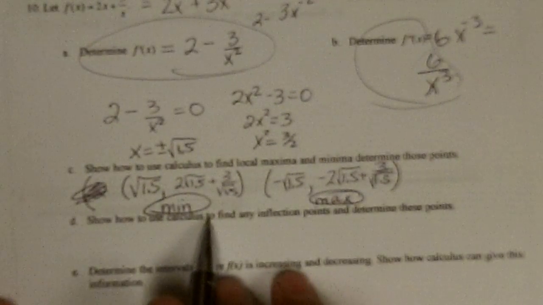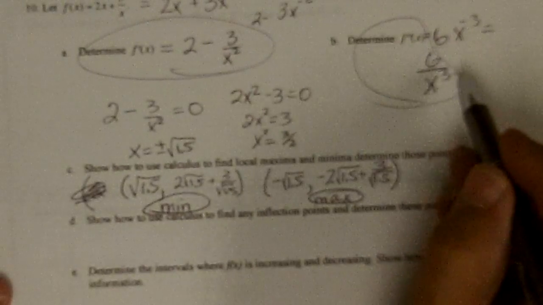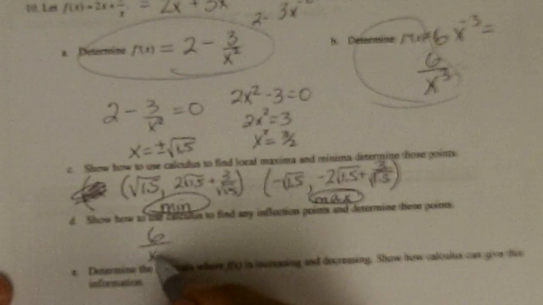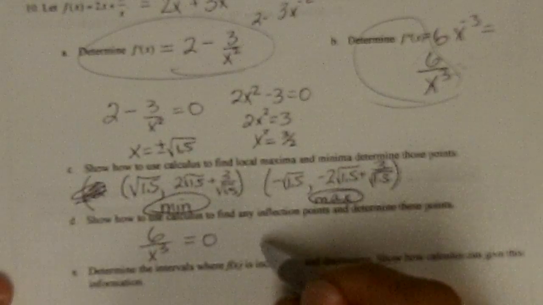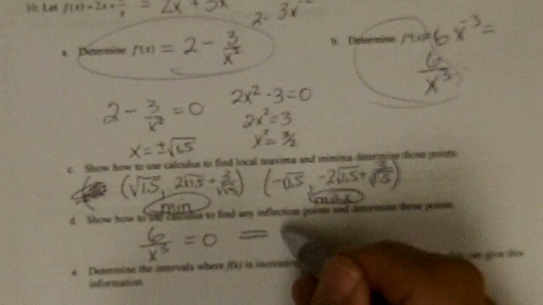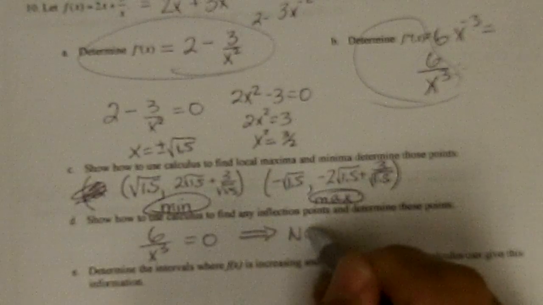Show how to use calculus to find any inflection points. That would be setting the second derivative equal to 0. 6 over x cubed, set it equal to 0. There's no way that this fraction ever is 0, so there is none.